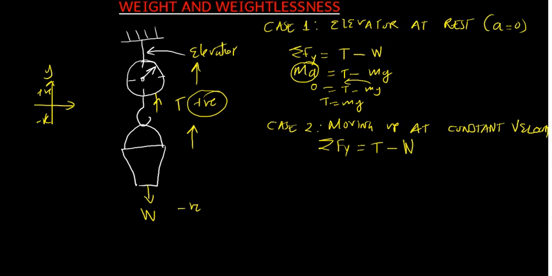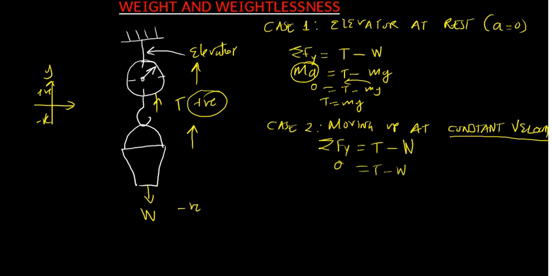Now notice that this thing is moving at constant velocity. Whenever we have the word constant velocity, it means there is no change in velocity. The only way that we can have an acceleration is when there is a change in velocity. So whenever velocity is constant, that means acceleration is 0. So that means still the net force is going to be equal to 0 because there is no acceleration. Okay, so that will be 0 is equal to tension minus weight.